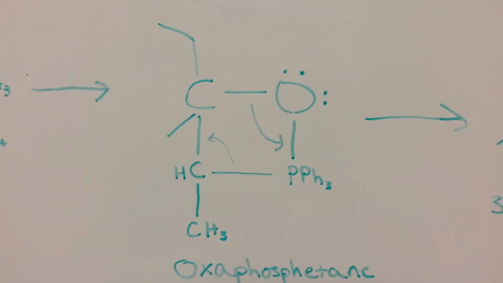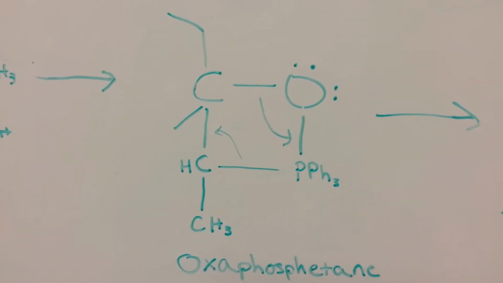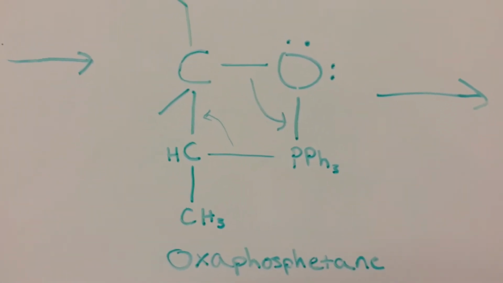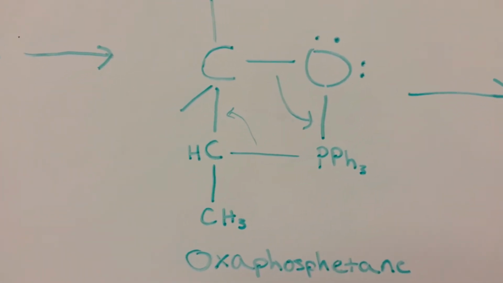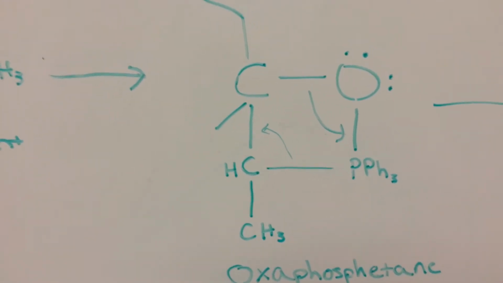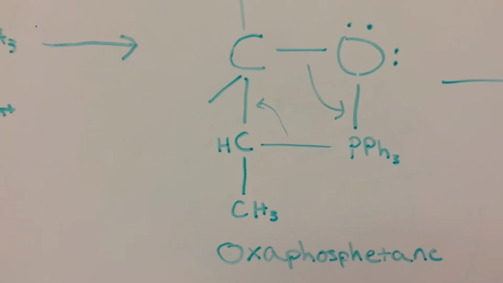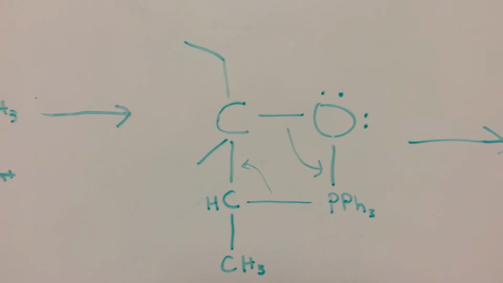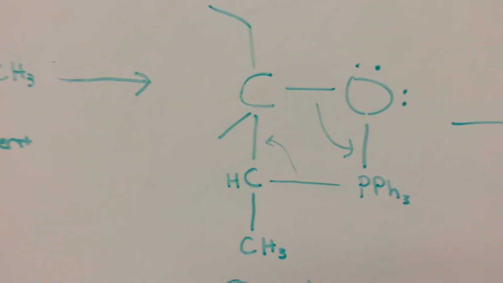The 4-membered ring consists of single bonds between the carbon and oxygen, the oxygen and the phosphorus containing the 3 phenyl groups, the phosphorus and the carbon from the Wittig reagent, and a single bond now between the carbon from the Wittig reagent and the carbon from the ketone. We now have a methyl group from the ketone as well.